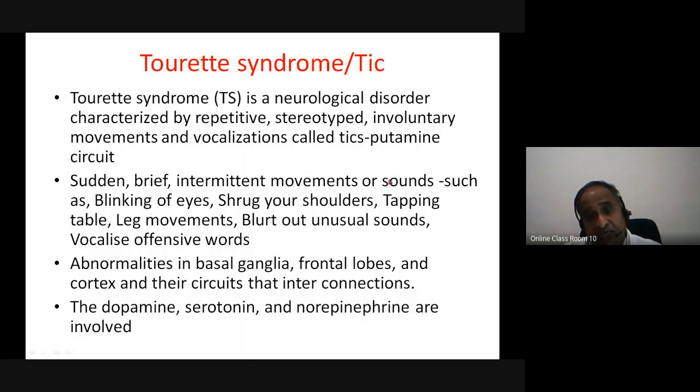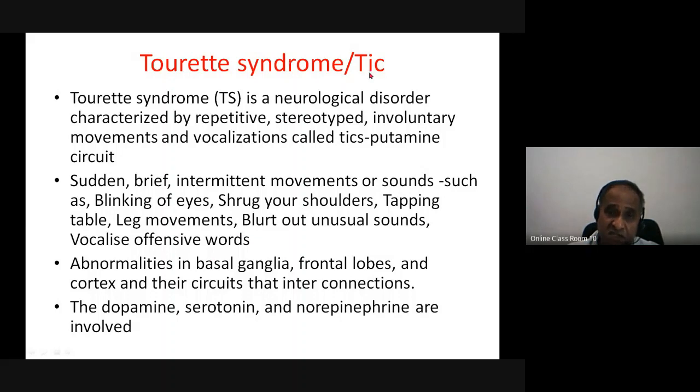Sometimes I mentioned the sounds: sudden, brief, intermittent sounds. You are sitting quietly and suddenly a burst of activity comes, or something comes in your mind and you just say it. That is the production of a voice, such as a blinking of the eyes, shrugging of the shoulders. People have this, or tapping of the table. Just you are sitting there and suddenly you start tapping the table, or leg movements, or you blurt out unusual sounds which have no meaning, and also sometimes vocalize with offensive words.